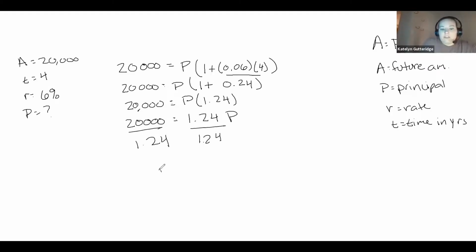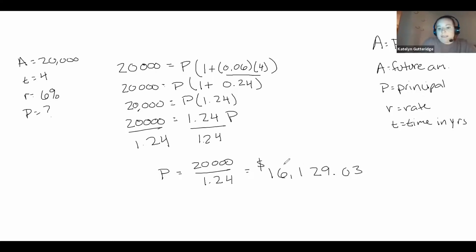So then I know my final value P will be this 20,000 divided by 1.24. I plug that in my calculator and I get $16,129.03. This point, this is my final answer. This is where I rounded. I didn't round anywhere else. I rounded in my final answer down here.